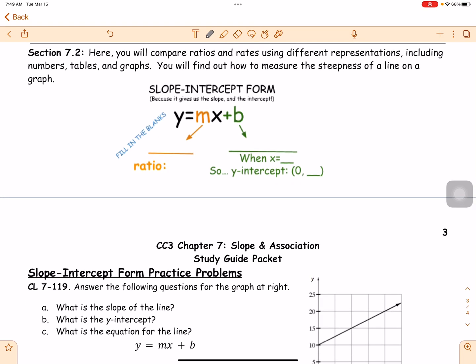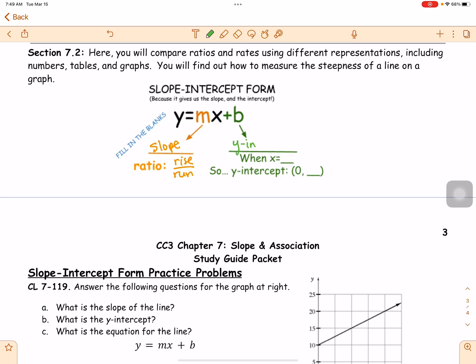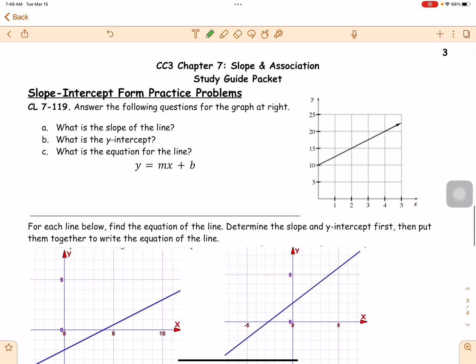All right, you guys have probably seen this little setup before. So m is your slope. The ratio slope is rise over run. b is your y-intercept, where it crosses the y-axis. It's whenever x equals 0, so your y-intercept is (0, b). Whatever b is, that's the number that would go there. Okay? So we are going to answer some questions about slope-intercept form.